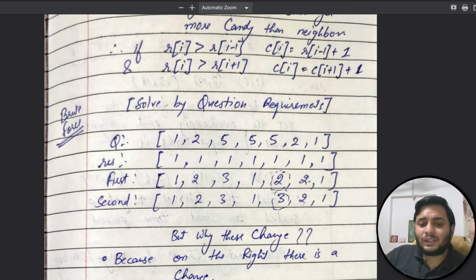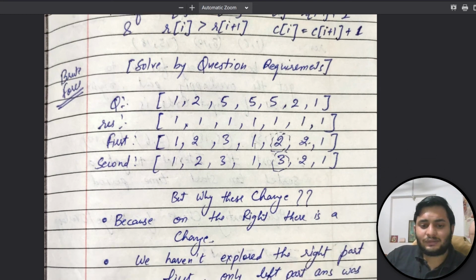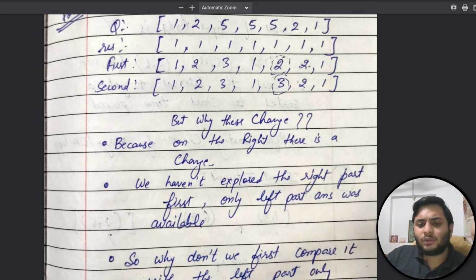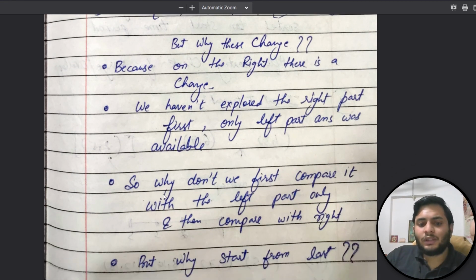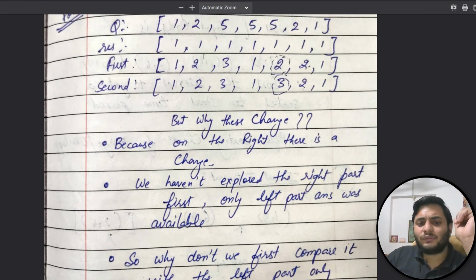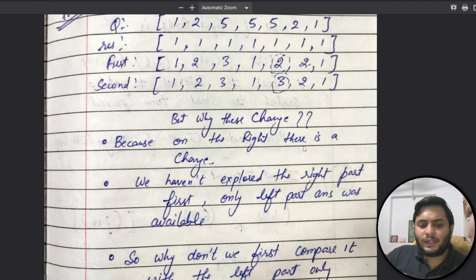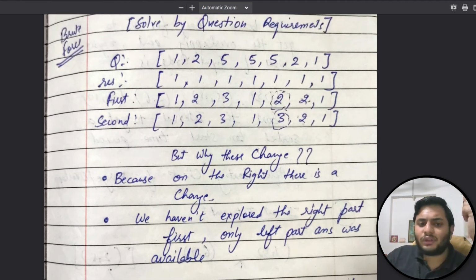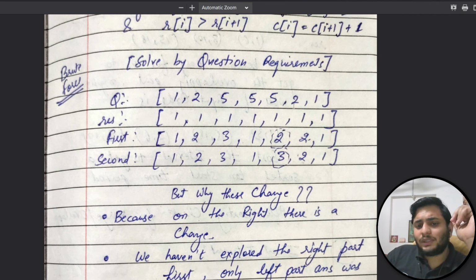I can only work on the left side because I have answers for the left side. So why these changes happen we have already figured out, because on the right there is a change, right? We haven't explored the right part first, only the left part answer was available. So why don't we first compare it with the left part only and then compare with the right? Yes, makes sense, because I have only the answer for the left one, right? I can't compare it with the right one from a value I don't have, right? So but why start from the last? And this is something that I will answer. So I got the answer, I will compare it with the left only, and after that I will compare with the right, right?